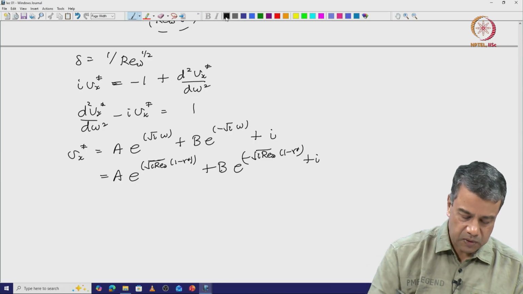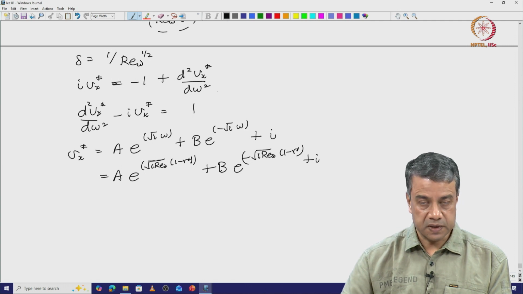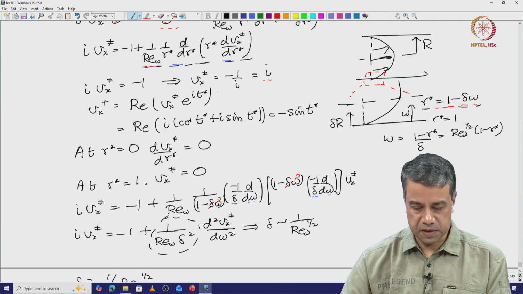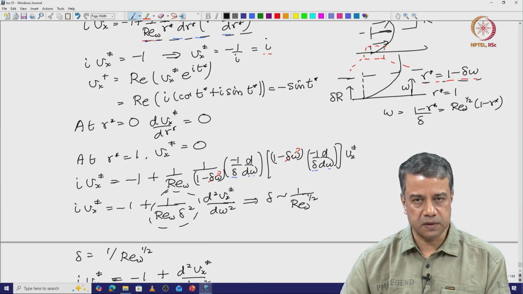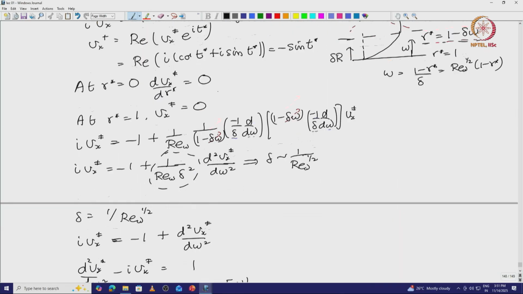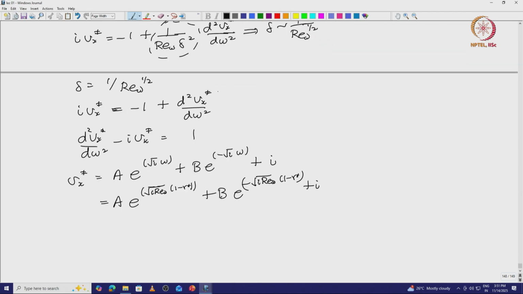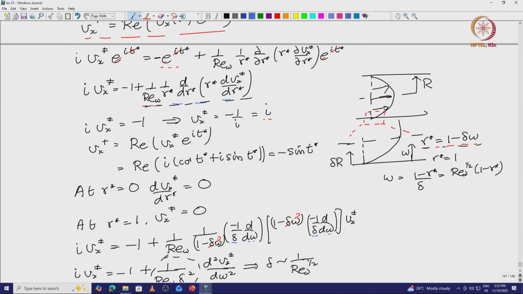And now I have to apply the boundary conditions. The first boundary condition is that the disturbance to the velocity has to be 0 at the bottom surface. As you go upwards, the velocity has to go towards the homogeneous solution, that is I. If you recall, we had got the solution for Vx dagger as just equal to I. So this solution that I get from this analysis near the boundary has to converge to this value I.